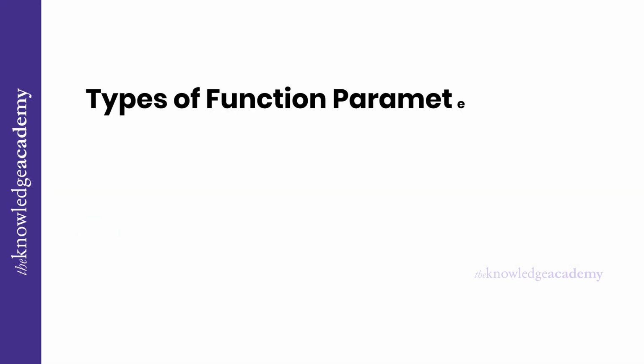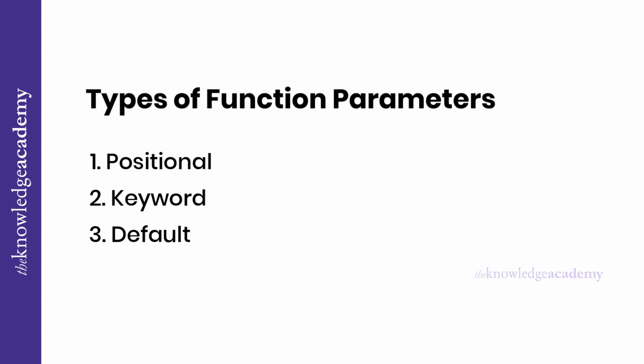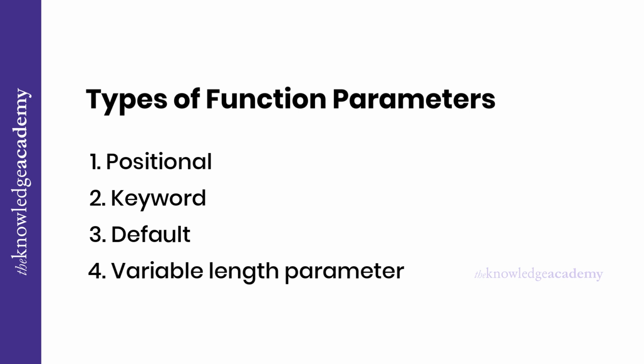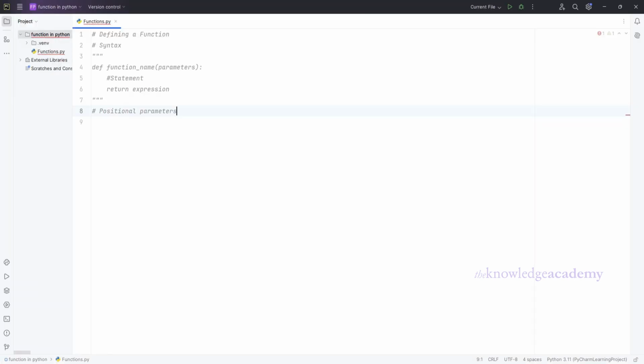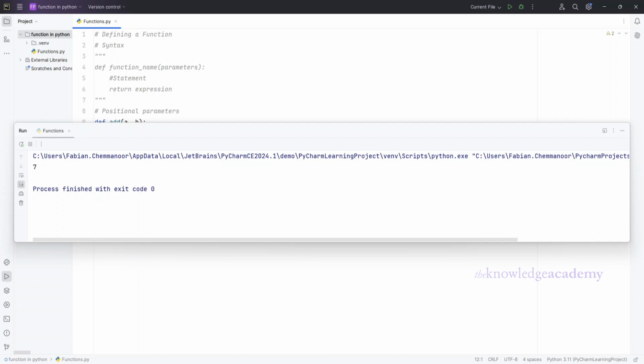Python functions can have different types of parameters: positional, keyword, default, and variable length parameters. Let's explore these types with examples. Here, we have a function add with positional parameters a and b. The function returns the sum of a and b. When we call add(3, 4), it returns 7.